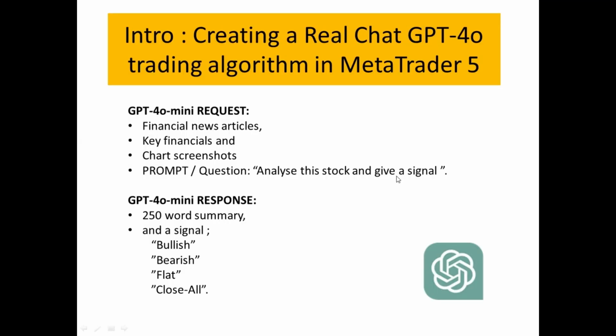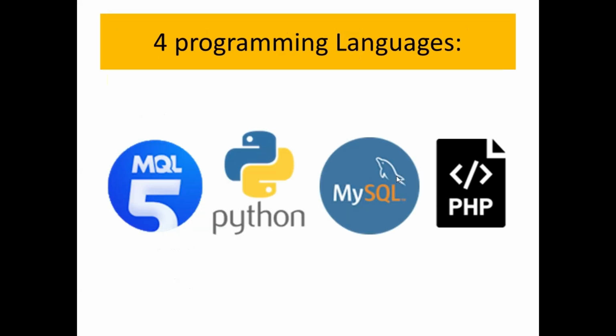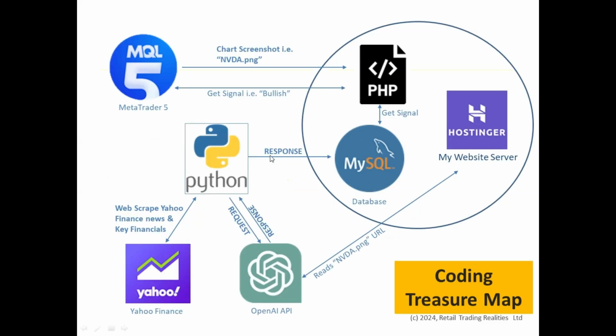Now, in order to complete this task, it requires 4 programming languages: Python, MQL5, PHP, and SQL. We'll also be using the OpenAI API. OpenAI is the company that owns ChatGPT. And at the end, we will create an executable app, which is a .exe file, so that you can run it on any computer without having to install Python.